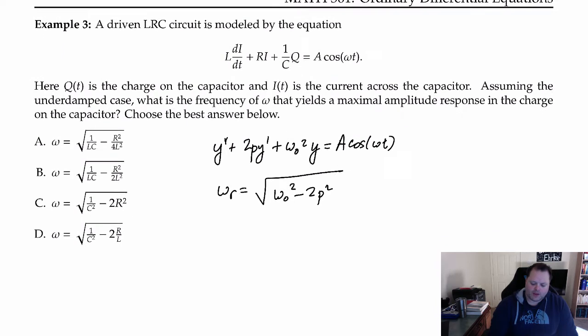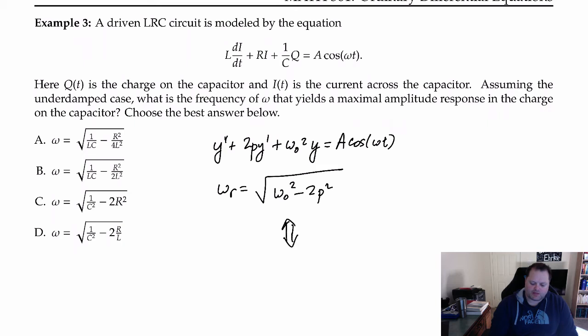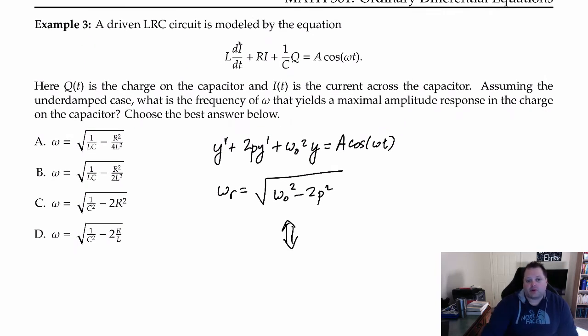squared minus 2p squared. Now, if you compare this with this problem, then we are looking at Li double prime plus Ri. So we're going to have to convert this to charge, right? We want the maximal amplitude response in the charge on the capacitor. So remember that the derivative of charge, moving charge, is current. So when I look at this differential equation, this is Li prime, but I prime is Q double prime, plus R I is Q prime, plus 1 over C Q equals A cosine omega t.